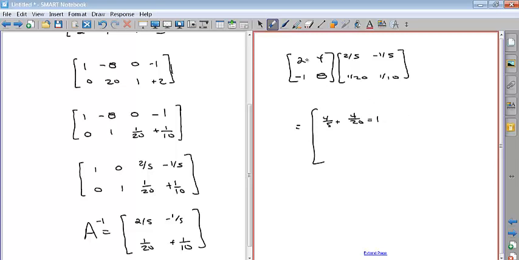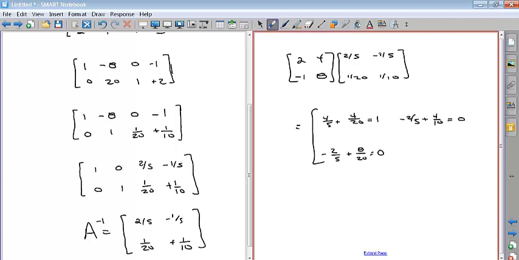Okay, this entry is going to be 2 times negative 1/5, so I get negative 2/5. And then I have 4 plus 4 times 4/10. Well, 2/5 is 4/10, so this equals 0. Then we have negative 1 times 2/5, which is negative 2/5. And then we have 8 times 1/20, which is 8/20. Well, 2/5 is equal to 8/20, so they cancel out.